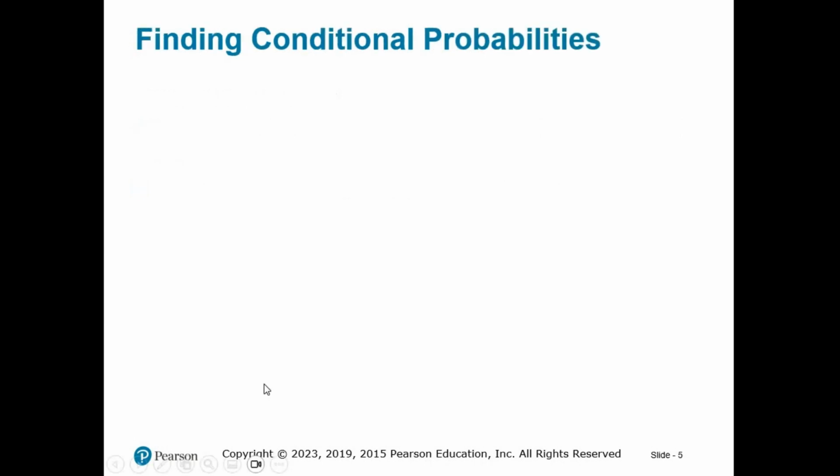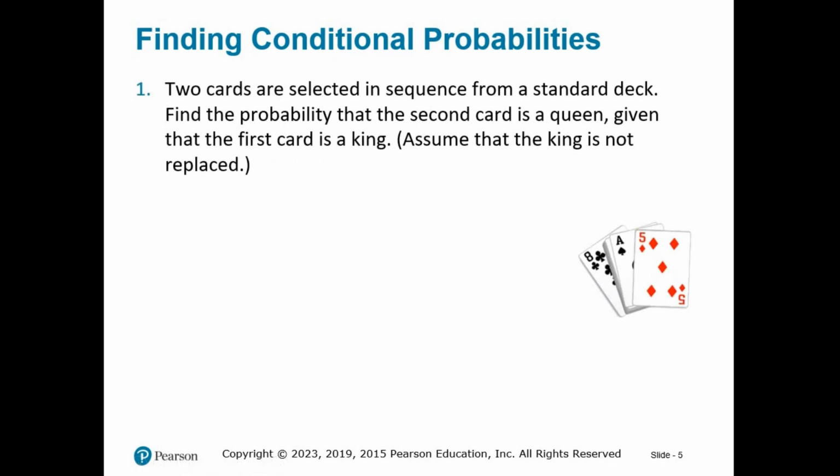Okay, here's an example. 2 cards are selected in sequence from a standard deck. Find the probability that the second card is a queen, given that the first card is a king. Assume that the king is not replaced in the deck. Well, the fact that the first card drawn is a king does not affect whether we draw a queen the second time. But the fact that it does not get replaced does affect it, because it reduces the number of cards to choose from 52 to 51.